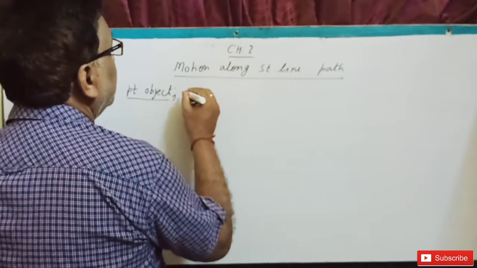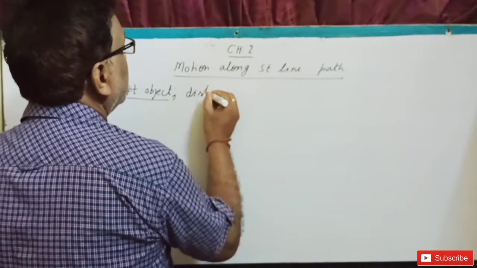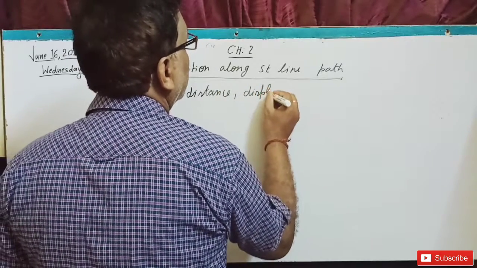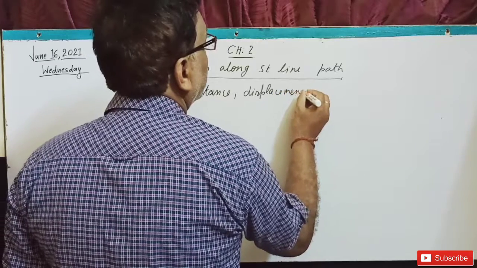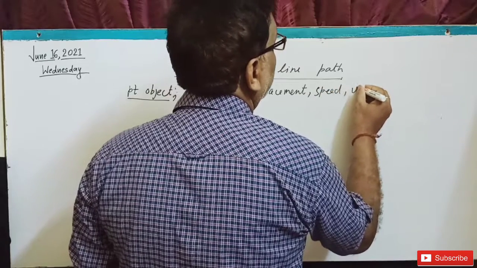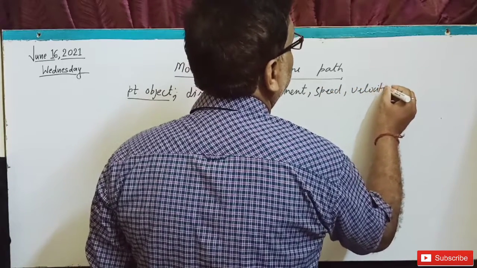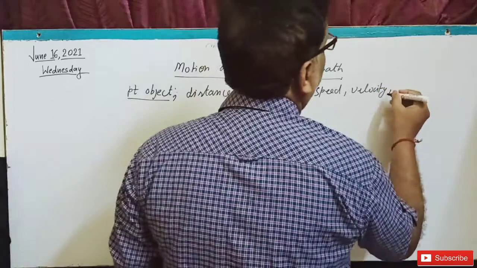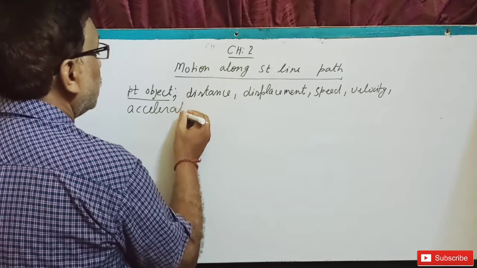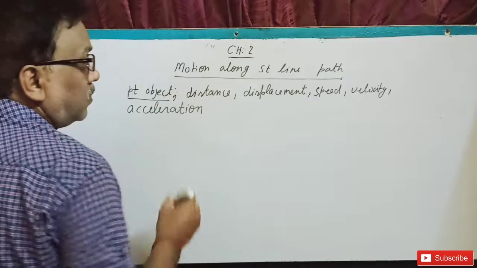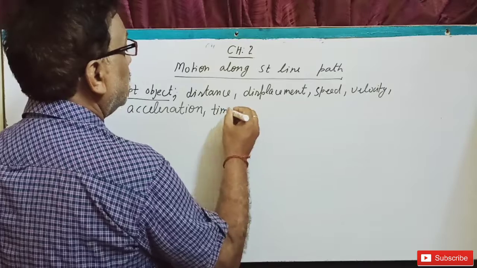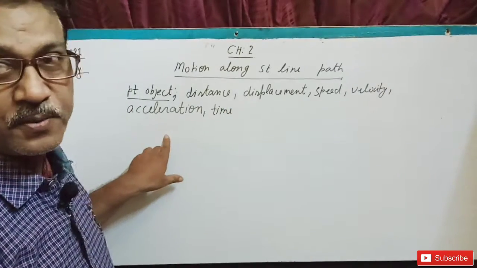And distance, displacement, speed, velocity, acceleration, time. These are the parameters for this chapter.